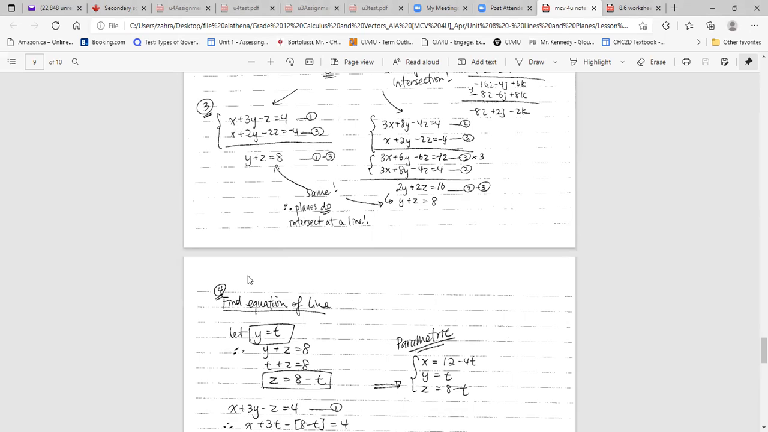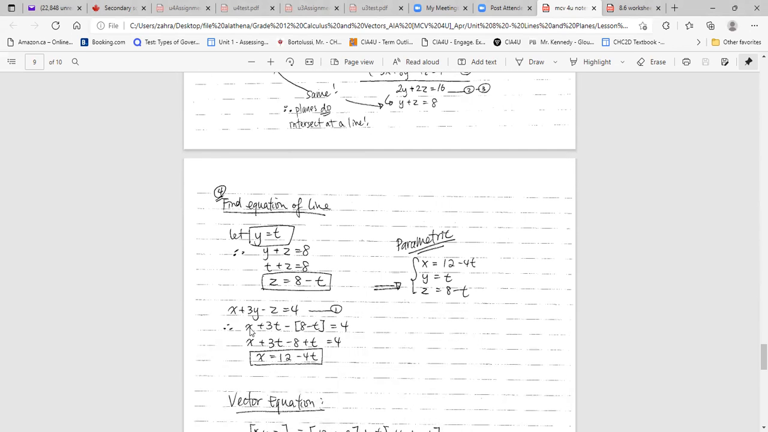This one, the first one. And it says equal 4. Instead of the y, you put t, and instead of the z, you put 8 minus t. Instead of y, you put t, and then you solve for x. This would be your x, y, and z. This is the parametric equation of that line.